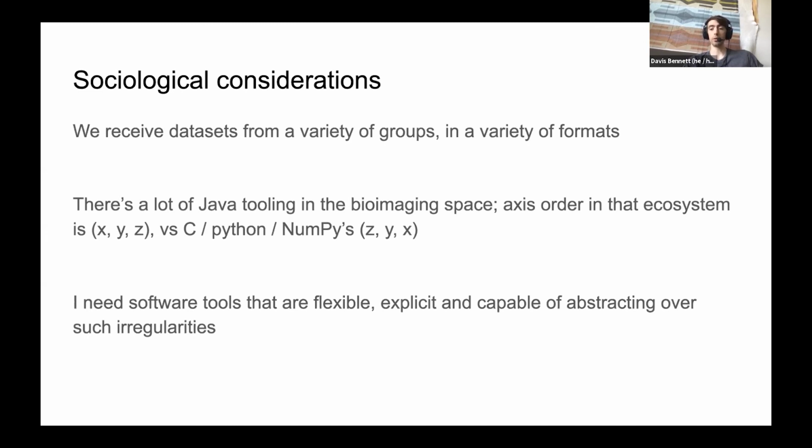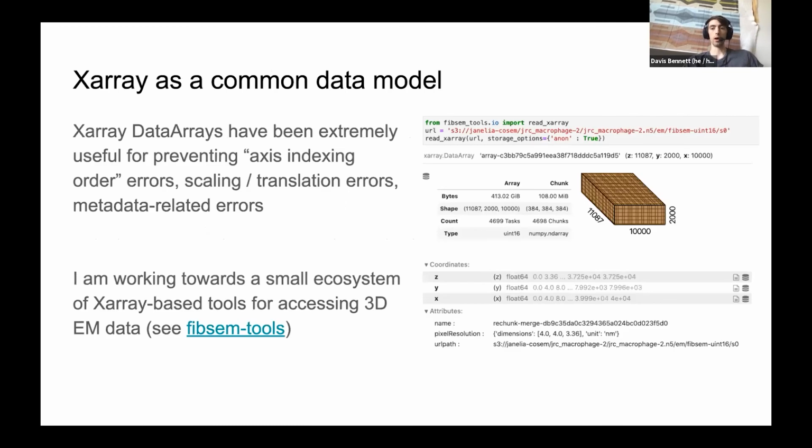And so to deal with these irregularities, I need software tools that are flexible, explicit, and capable of abstracting over the differences between the types of file formats I'm given and the nature of the metadata that might be associated with them. So I've been using internally Xarray data arrays as a common data model for all of the EM data that I work with. And it's been incredible at preventing these axis indexing order problems, being explicit about scaling and translation through coordinates, and also metadata related errors. And this is the equivalent of my personal toolbox, or my contractor's truck with all the stuff on the back.